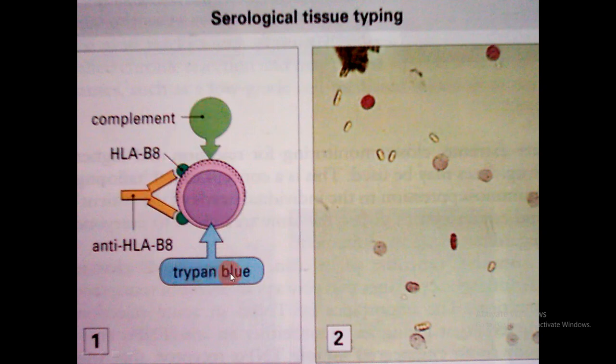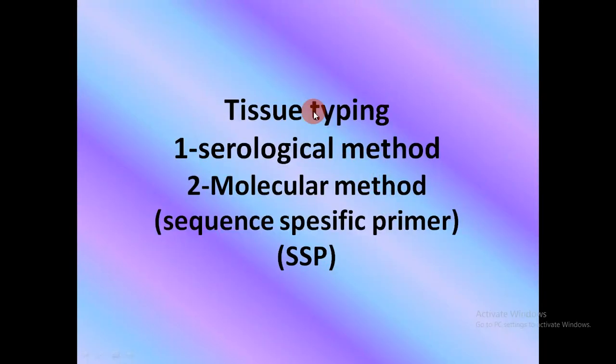we add trypan blue. If the patient has HLA-B8 on its surface, there is rupture of the cell, and trypan blue enters the cell and stains it, and the cell will be dark. And this indicates the patient has HLA-B8, and this is known as tissue typing by the serological method.